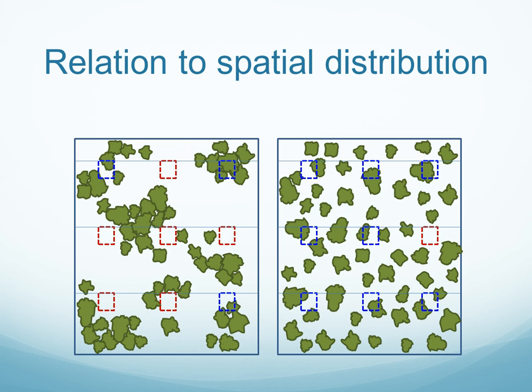The species occurs in only 3 of 9 quadrats or plots in the vegetation on the left, and so that equates to a frequency of 33%, whereas in the more evenly distributed vegetation, 8 out of 9 quadrats contain the plant, and so that equates to a frequency of 89%. The only difference here that affected the frequency is the spatial distribution of the individuals.